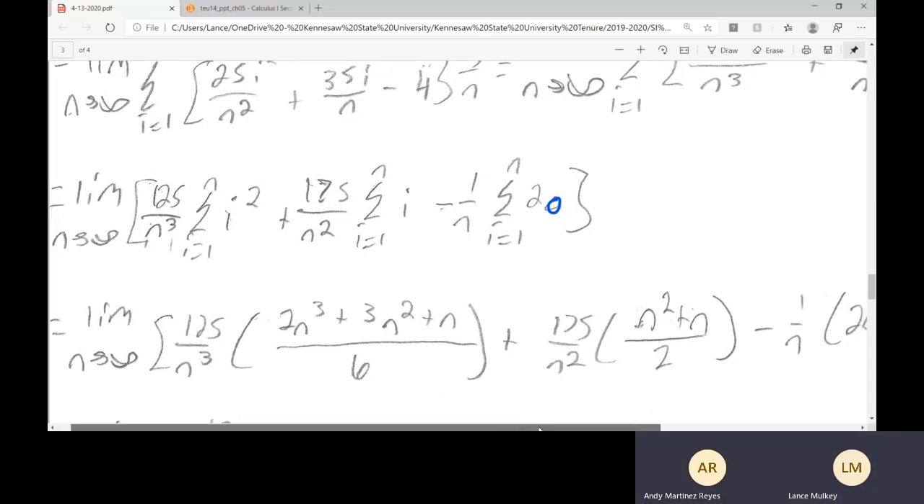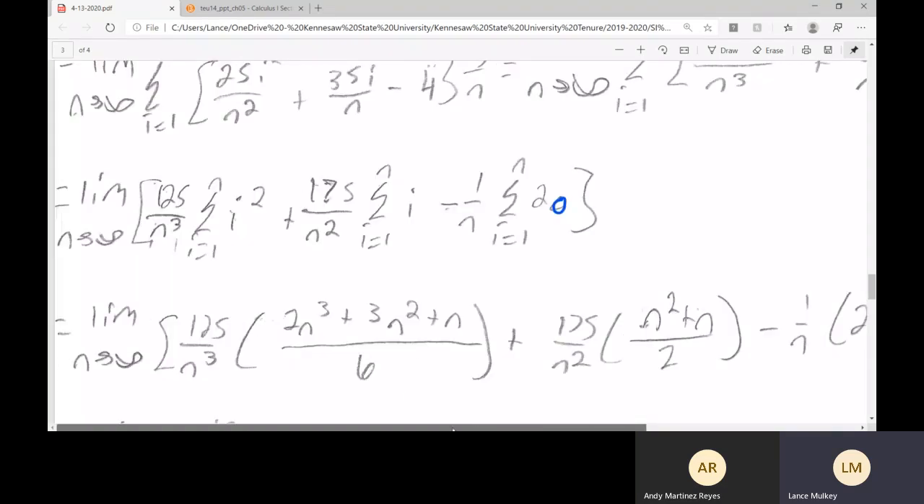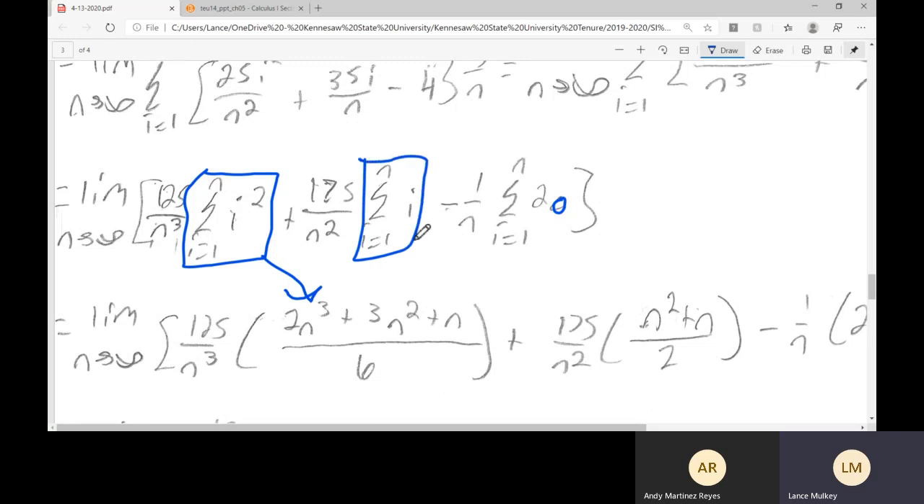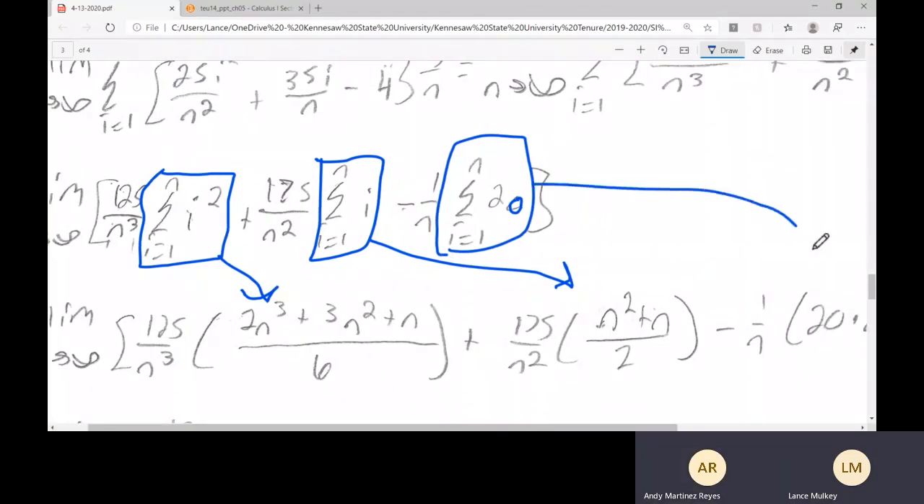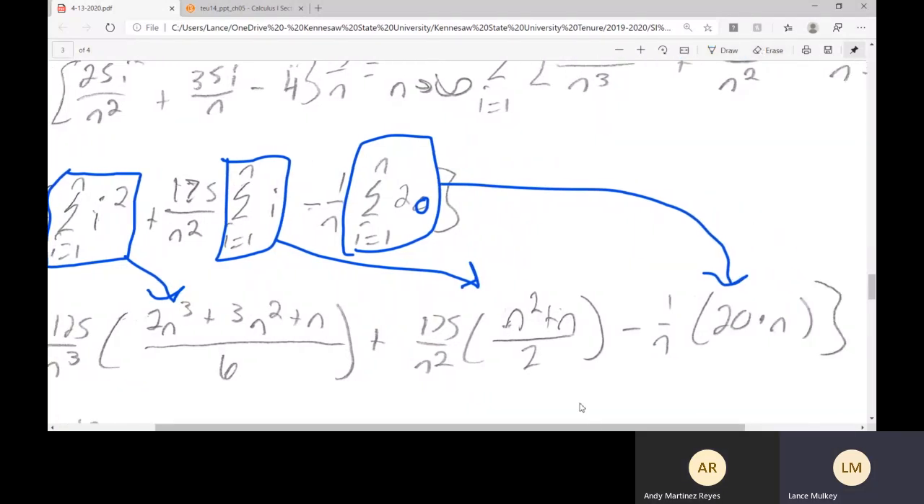So now you have this beautiful long equation because you replaced the sigma i squared with that, and the sigma i with that, and the sigma 20 with this over here. So you think you can solve it from here? Now it's just algebra and a limit.